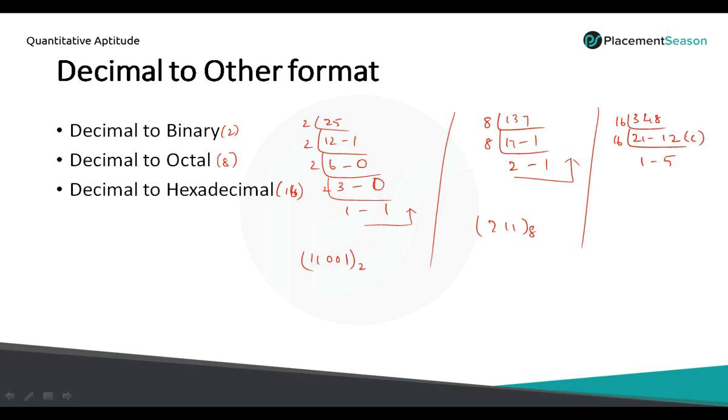For A it is 10, for B it is 11, for 12 it is C, and for 13 it is D, and goes on up to F. So the hexadecimal equivalent is 15C for the given decimal number 348. So this is how you have to convert from decimal to other format. Divide the given decimal number by destination's base value and write the answer from bottom to top.